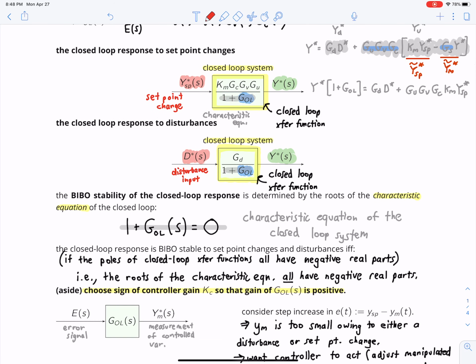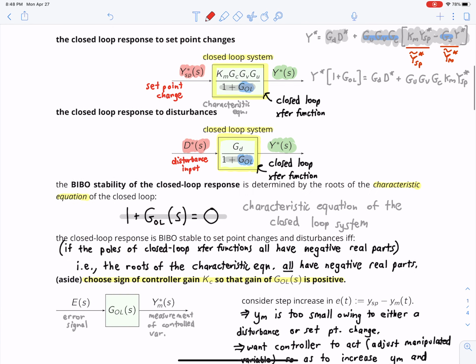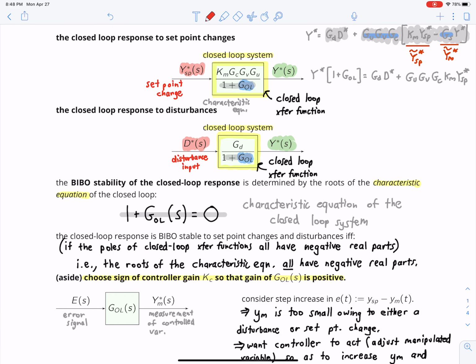We define BIBO stability to be when you put a bounded input into the system and its output is bounded. And BIBO stability is characterized by the characteristic equation 1 plus G open loop of s equals 0. So the open loop transfer function is critical to determining the stability. And you can see that this is the case because the poles of the closed loop transfer functions are the roots of the characteristic equation.